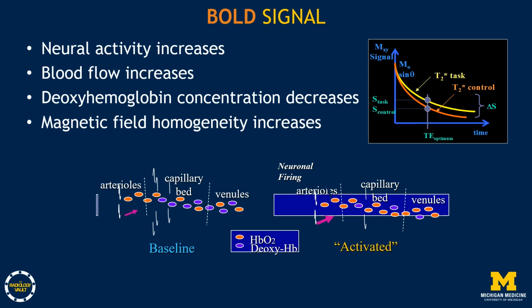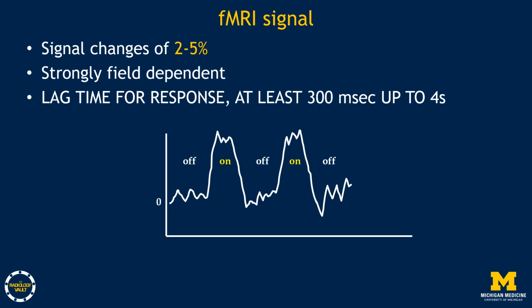So what is the BOLD signal? In the BOLD signal, the neural activity will increase, the blood flow will increase, the deoxyhemoglobin concentration will decrease, and the magnetic field homogeneity will increase, so it becomes brighter. What really happens here is that we have this boxcar design. The signal change is only to the tune of 2 to 5%. It's very strongly field dependent, and that's why we perform it in a 3 Tesla magnet rather than a 1.5 Tesla magnet. The lag time for response should be at least 300 milliseconds. It can be up to 4 seconds.